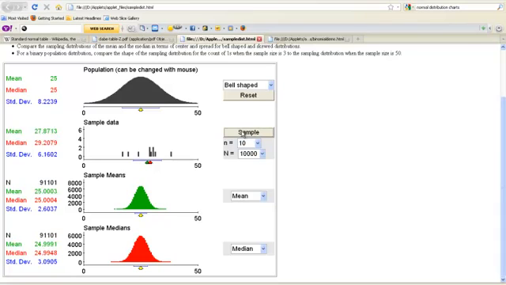Now, I want you to notice something. The mean of this distribution is 25.0003. The mean of the population is 25. Now, the standard deviation of this population is 8.2239. The standard deviation of the sampling distribution is 2.6. So let's go 8.2 and 2.6.